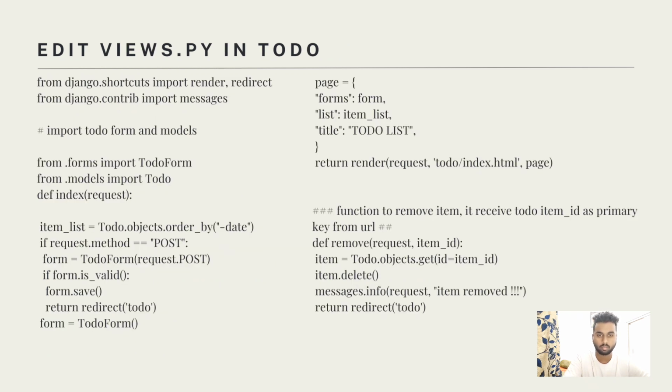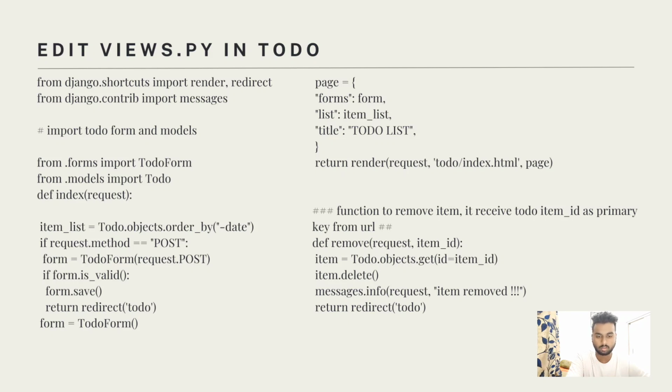From django.shortcuts import render, redirect. From django.contrib import messages. From forms, import TodoForm, and from models, we'll be importing the Todo model. And we'll be defining an index which takes a request. The first one is the item list. From Todo.objects, order by, we'll be ordering it by date. So we can do one by one.